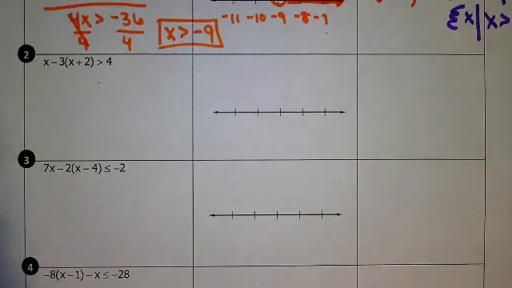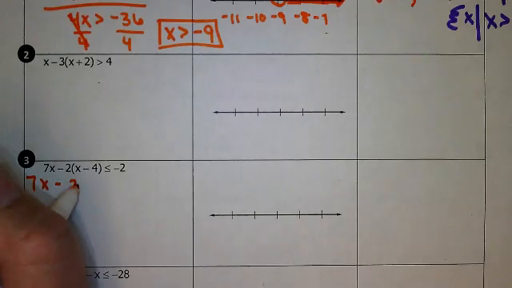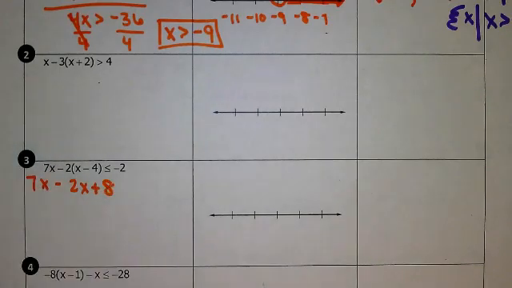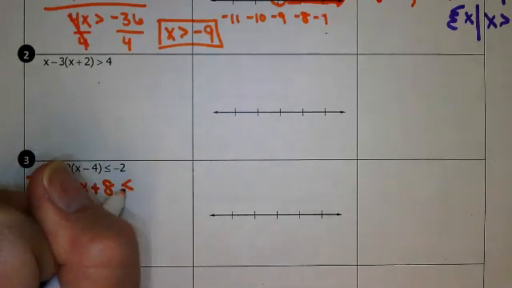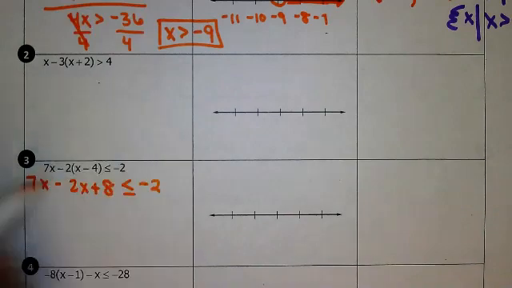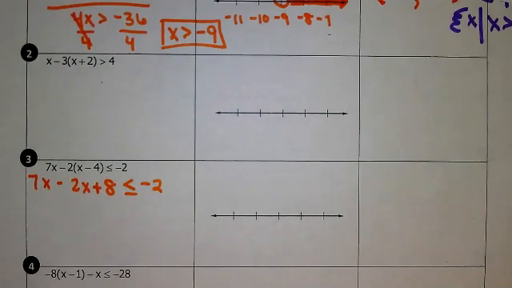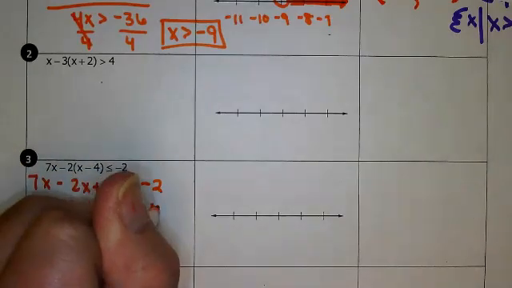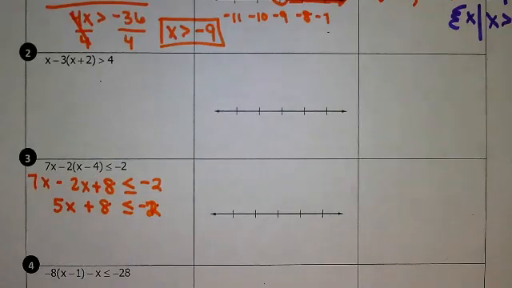So in this case, I'm going to have to probably shorten my work a little bit. Don't forget to distribute right here, 2x. And don't forget, right here, that's going to turn into a positive 8, plus 8. So 7x minus 2x plus 8 is less than or equal to -2. Combine your like terms, 7x minus 2x. All right, now I have 5x plus 8 is less than or equal to -2.